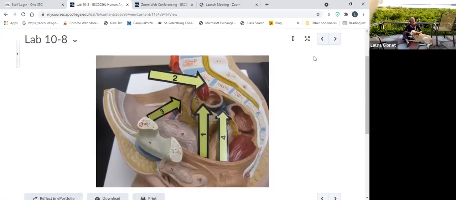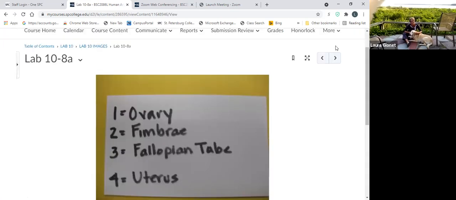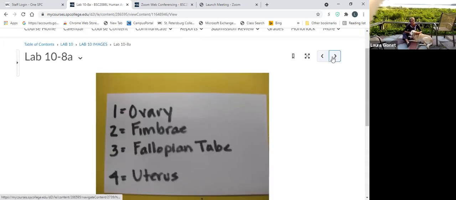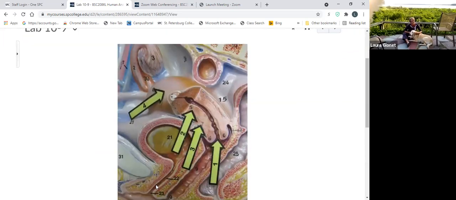And the same structures, just in another type of a model that we have. Ovary, fimbriae, fallopian tubes, and then the uterus. So you can study that on your own. Remember, structure, function, structure, function, structure, function. All right, then we continue.